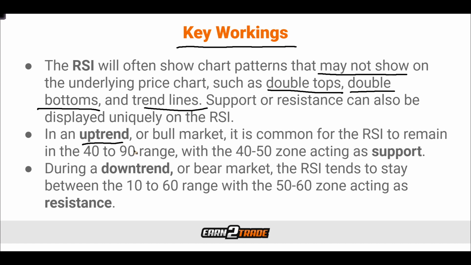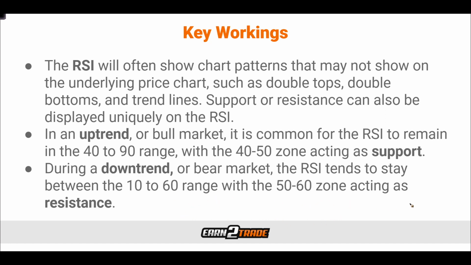In an uptrend or a bull market, it is common for the RSI to remain in the 40 to 90 range, with the 40 to 50 zone acting as a support area. Now, during a downtrend or a bear market, the RSI tends to stay between the 10 to 60 range, with the 50 to 60 zone acting as an area of resistance.